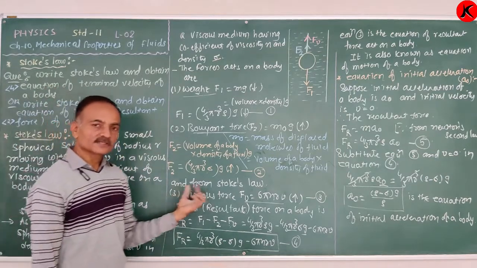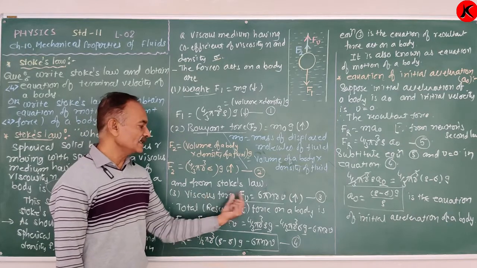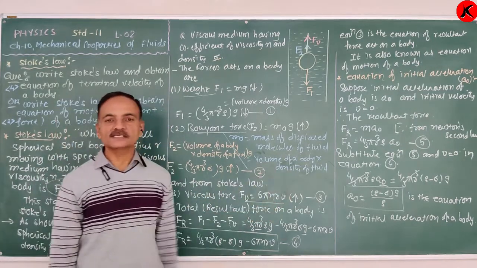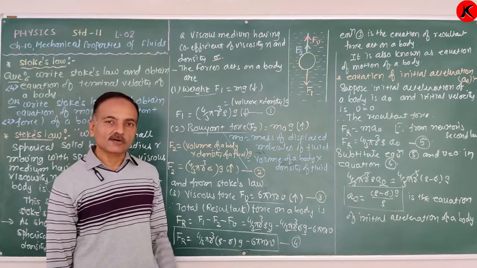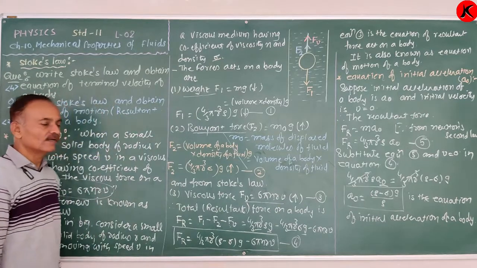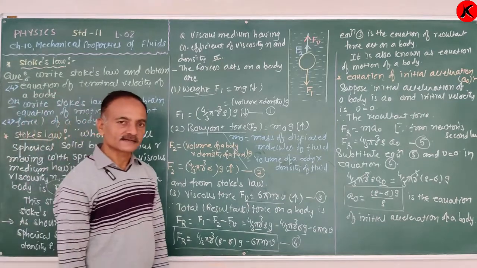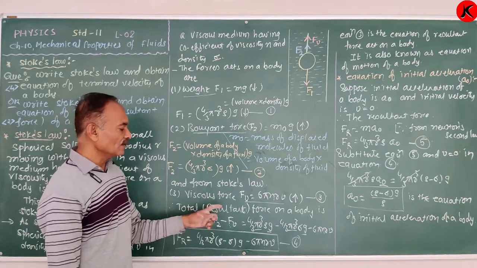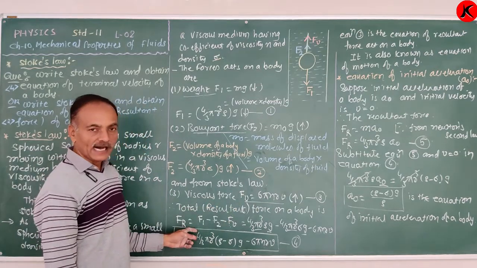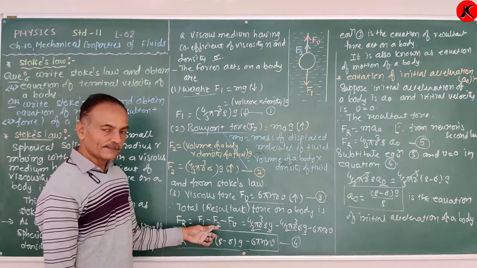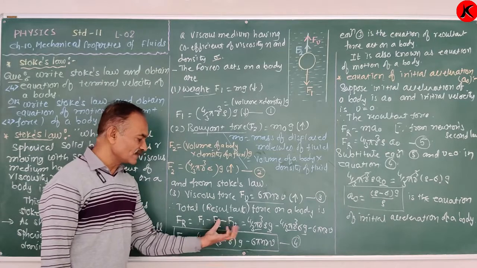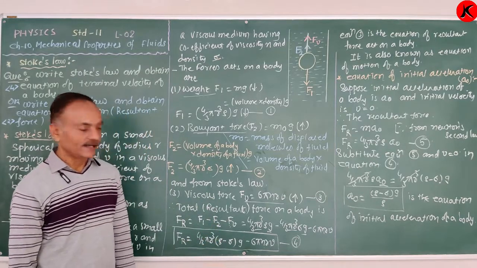Now from Stokes' law, the third force is the viscous force. F3 is equal to 6 pi eta r v. That is the resistive force acting in the opposite direction of motion of the body. Therefore, we consider that it is also in the vertically upward direction. Therefore, the total or resultant force acting on the body is Fr is equal to F1 minus F2 minus F3. Here we consider the downward force as positive while the upward forces are negative.